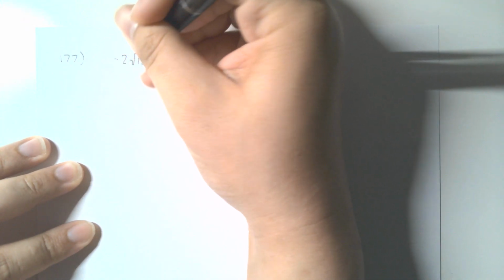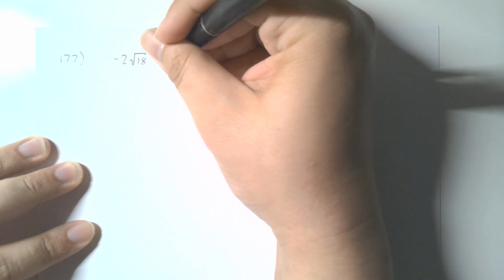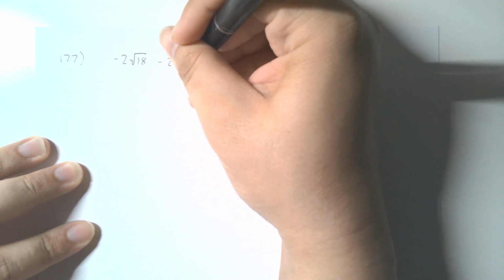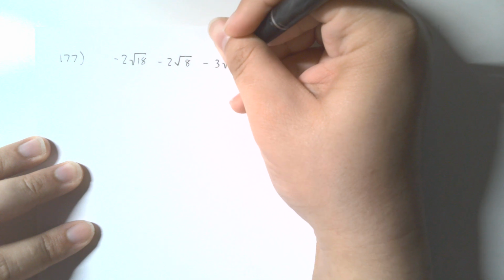Okay, let's move on to, which one was that? That was number 176. So let's move on to number 177. So for number 177, we have negative 2 square root of 18 minus 2 square root of 8 minus 3 square root of 2.